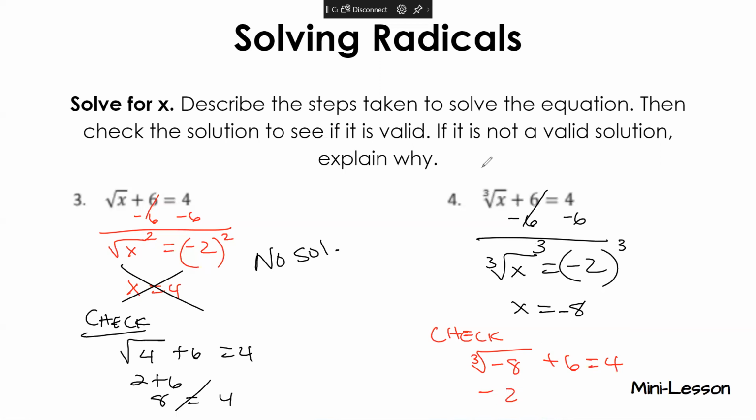Think about it this way. What's -2 to the third power? Well, that's -2 times -2 times -2, which is -8. That makes sense? I'm blowing Ella's mind. Fine. All right, so this actually works out. So this would be my answer.